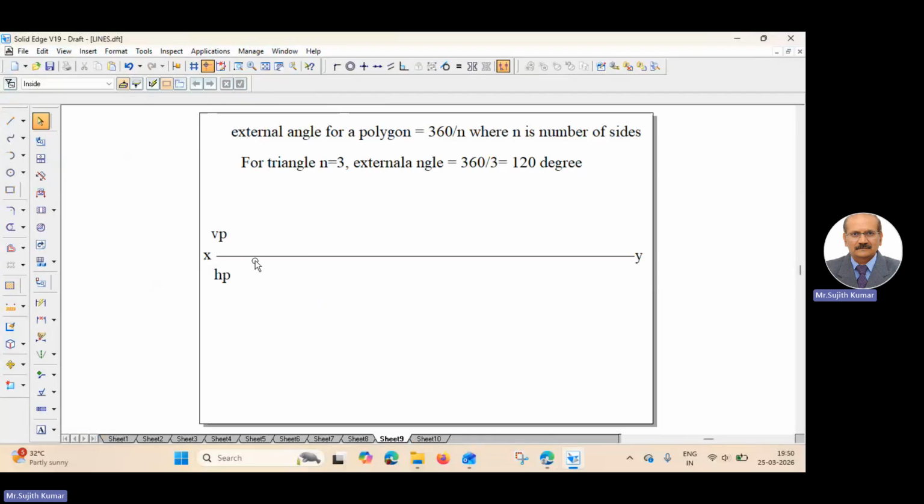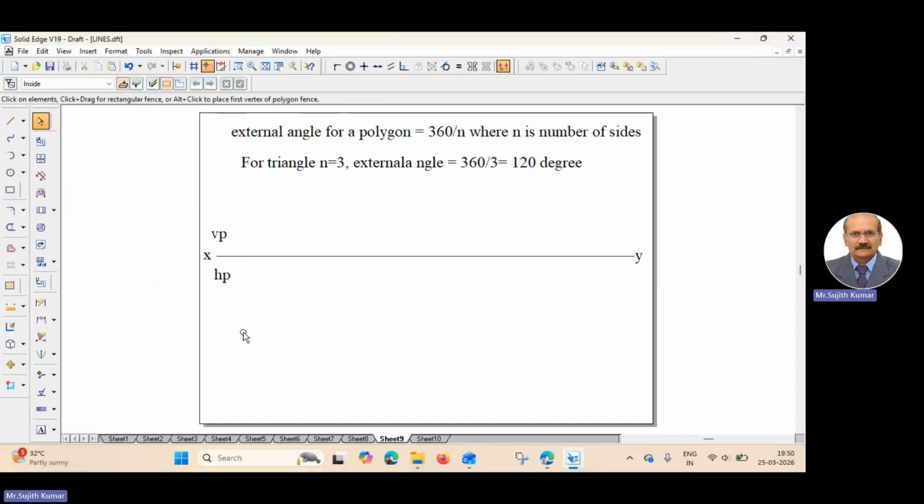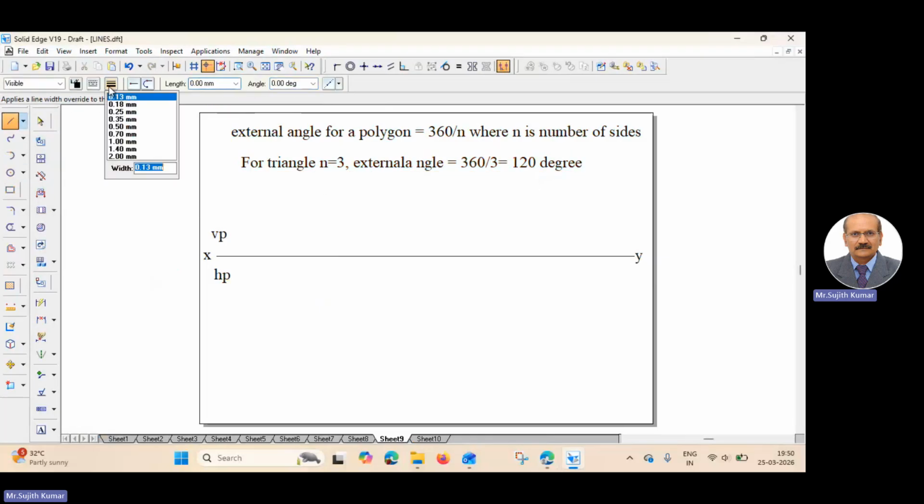Draw the XY line with the 0.13 line, check 0.13 line VPHP. Let us construct an equilateral triangular lamina. To construct a polygon, we have to calculate the external angle. External angle is equal to 360 by n, where n is the number of sides. For a triangle, n is 3, so the external angle is 360 divided by 3, that is 120 degrees. With 120 degrees, we will construct a triangular lamina.